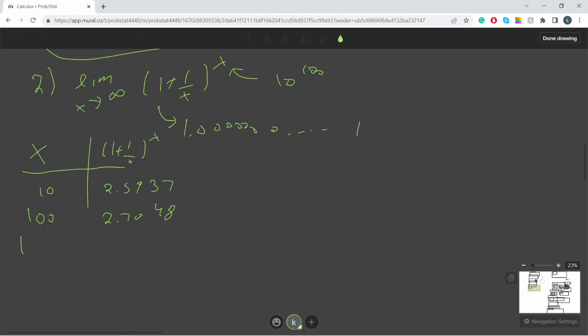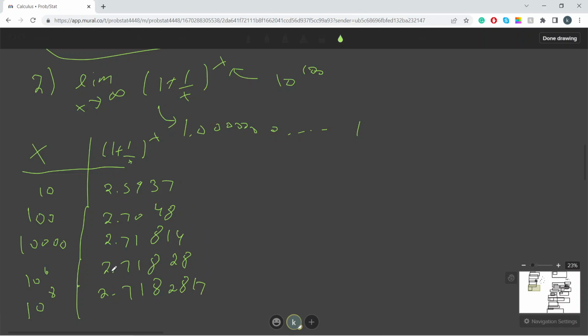2.7048. Let's try plugging in 10,000. Let's keep going bigger and see if we notice something. This is going to be 2.71814. Okay, cool. Let's plug in 10 to the 6, a million. If we plug a million in, this will be 2.71828. And then lastly, let's plug in another number larger than a million. Let's go to 10 to the 8th. So this will be 2.7182817.